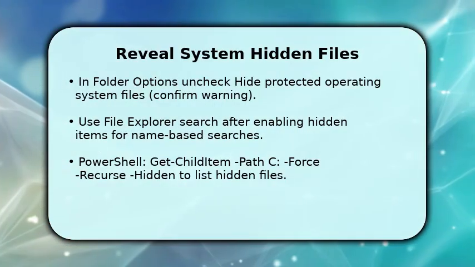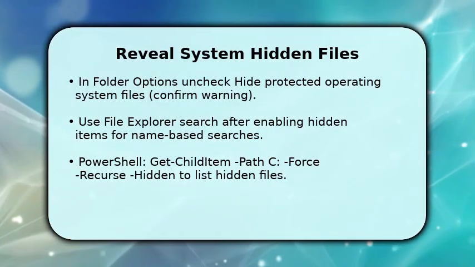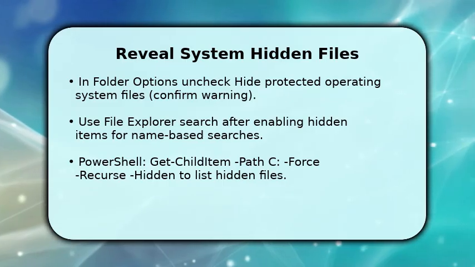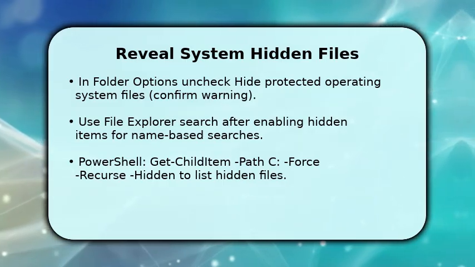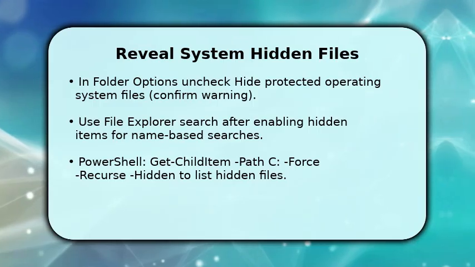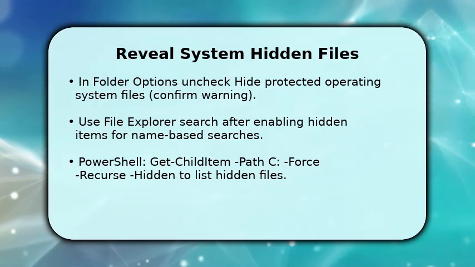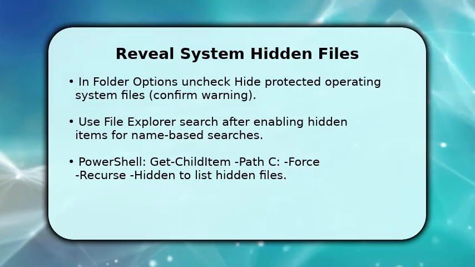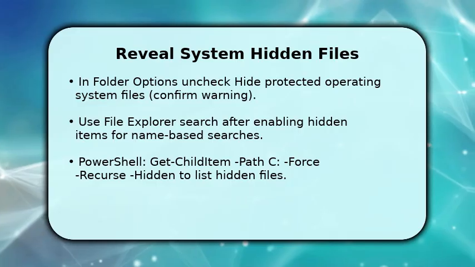Once done with basic visibility, you can reveal protected system files if necessary by unchecking Hide protected operating system files in Folder Options. Confirm the warning only when you understand the risk. To narrow results, use the Explorer search box with a file name or pattern while hidden items remain visible.